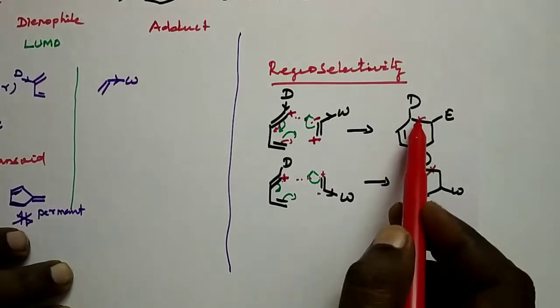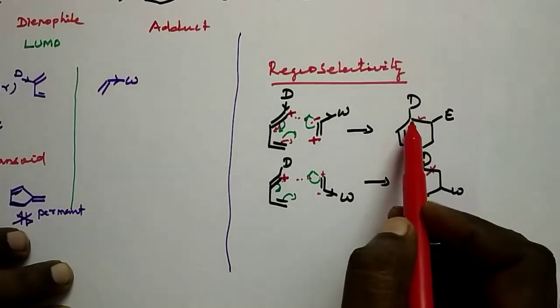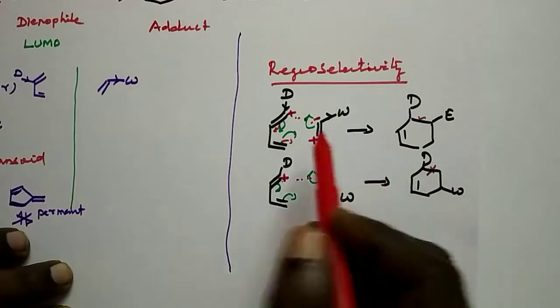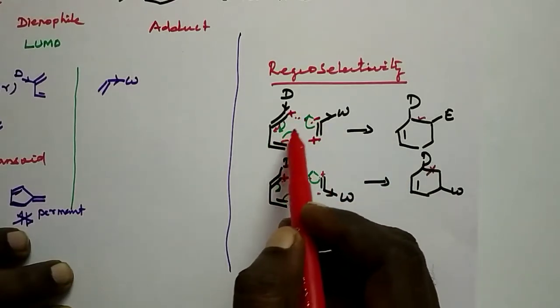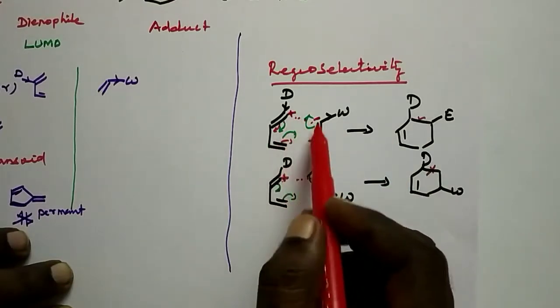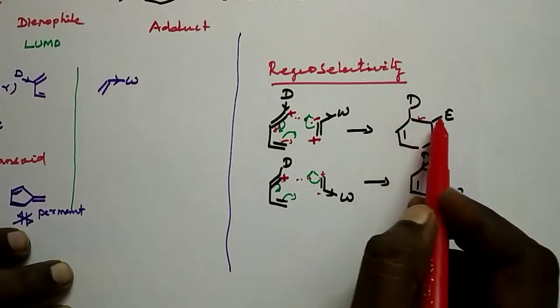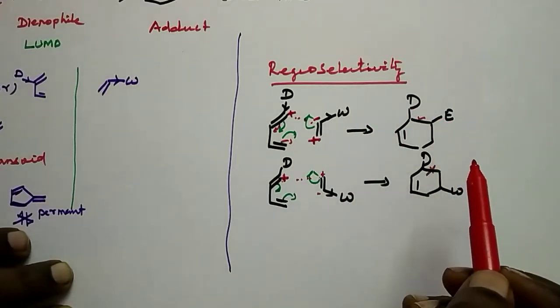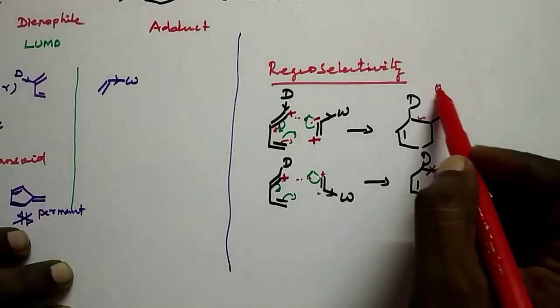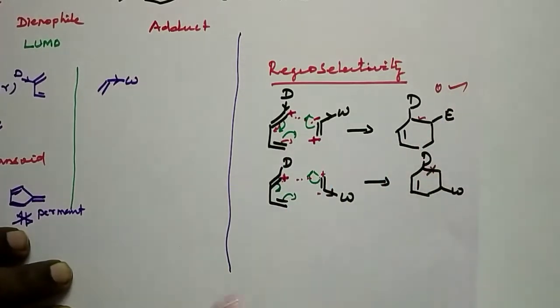So this is like ortho. If you assume, in fact it goes through a 6-member transition state, okay, the transition state is like benzene. So in that case I can say that these two are ortho substitutions. Okay, ortho substitution is possible. Ortho substitution.